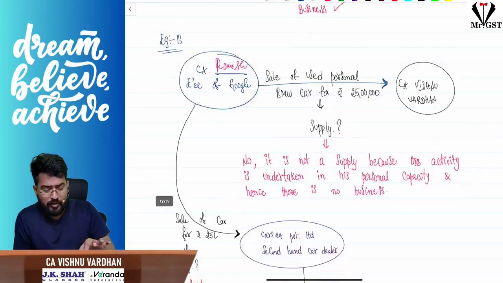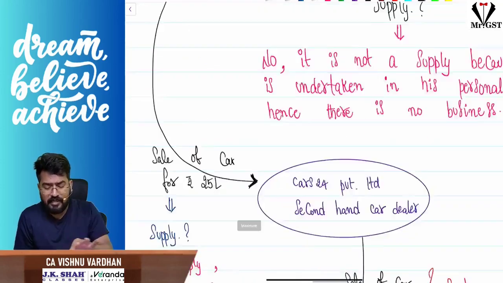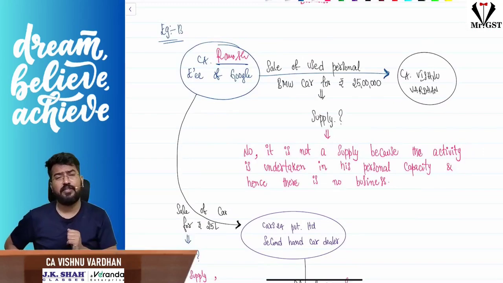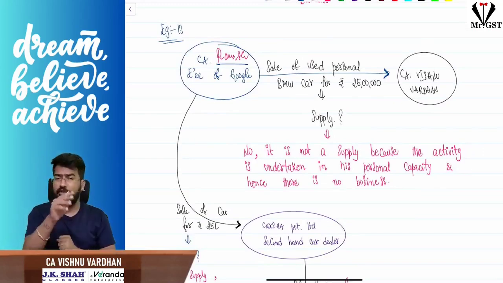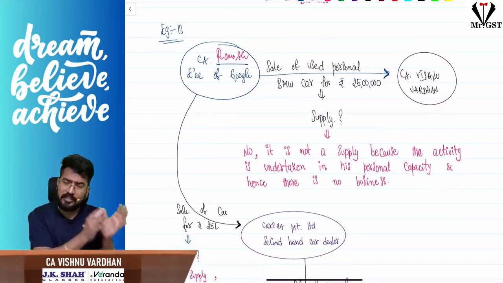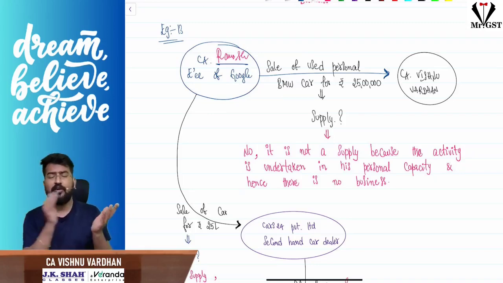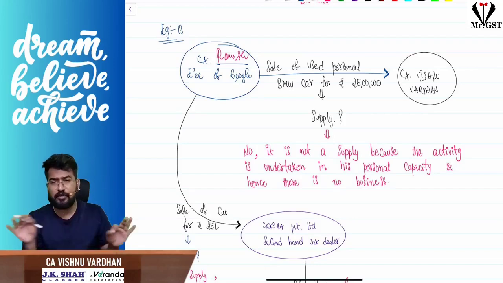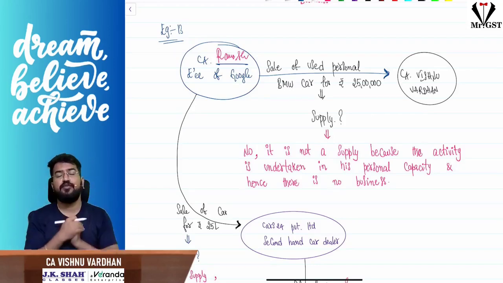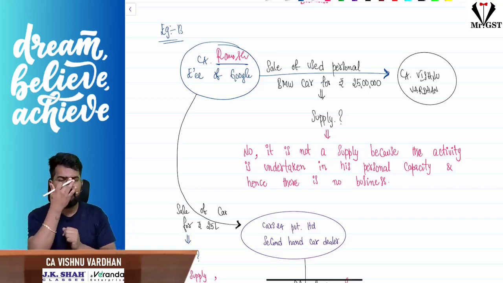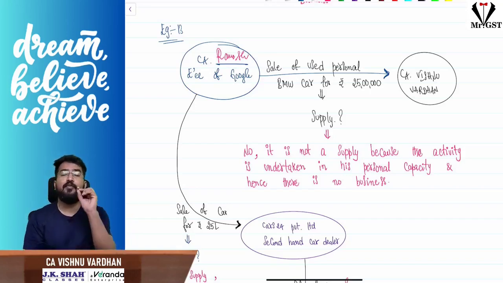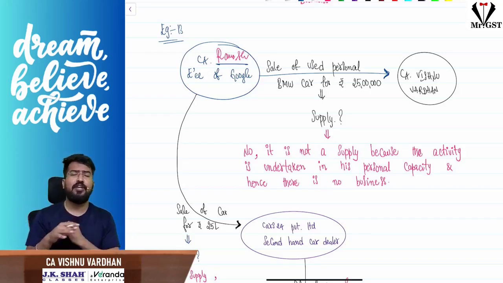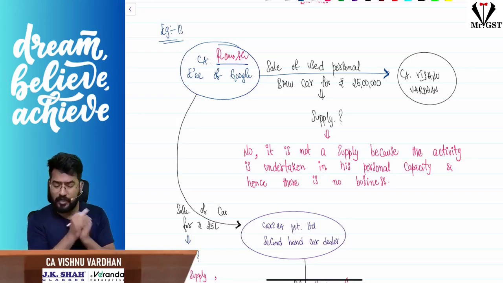Now, if he does the same thing, if he is selling it to a second-hand car dealer, Cars 24 Private Limited, then also you should see whether it is done in the course or furtherance of business or not from the supplier point of view, not from the recipient point of view. So here, same story, the person is selling the used car to Cars 24 Private Limited, a second-hand car dealer. Still, it is not a supply because it is not done in the course or furtherance of business. So the only thing which will escape this business concept is whatever you do in the personal capacity. Otherwise, the business definition is so beautifully defined. Whatever you do will come under the business definition.